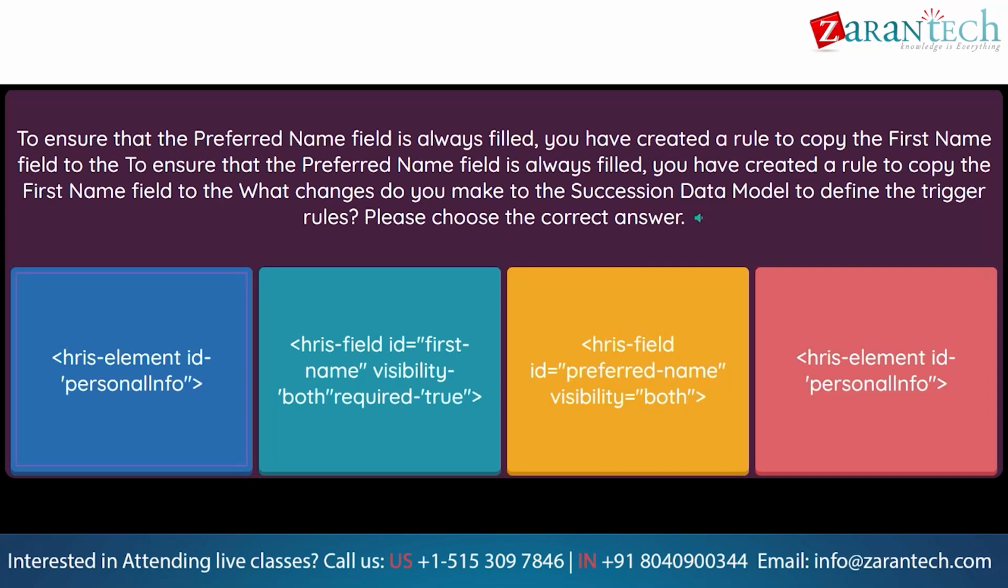Option 1, HRS element ID 'personalinfo'. Option 2, HRS field ID equals first name, visibility equals both, required equals true. Option 3, HRS field ID equals preferred name, visibility equals both. Option 4, HRS element ID 'personalinfo'.